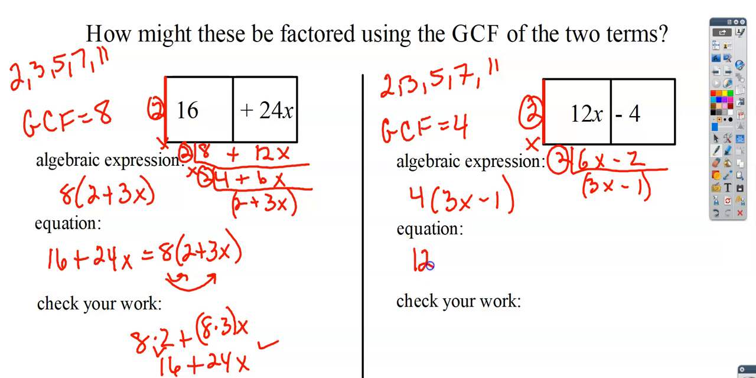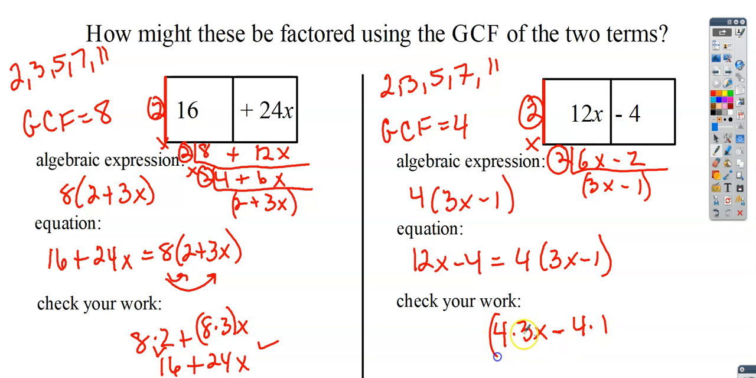So my equation starts off with a 12x minus 4, and that's equivalent to 4 times 3x minus 1. To check my work, I'm going to do the distributing on the right side. 4 times 3x minus 4 times 1. Group the 3 times 4 together. I get 12x minus 4. It definitely equals the left side.